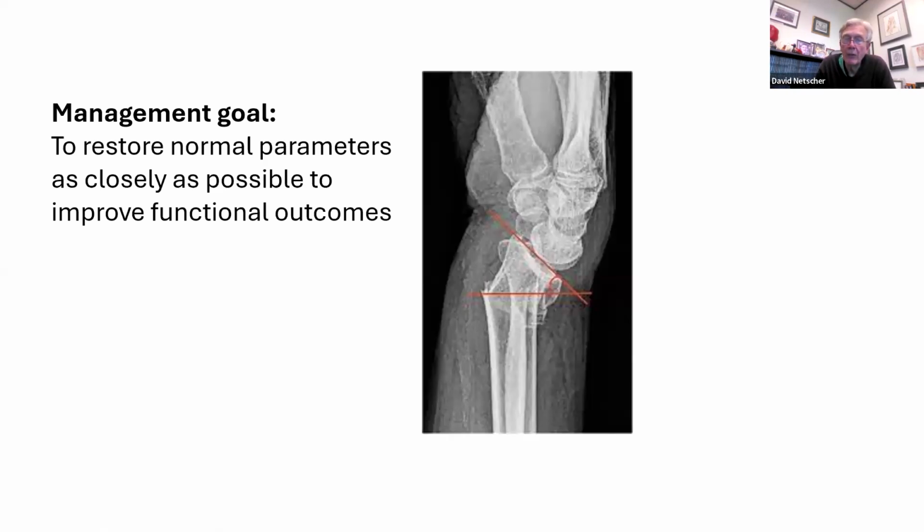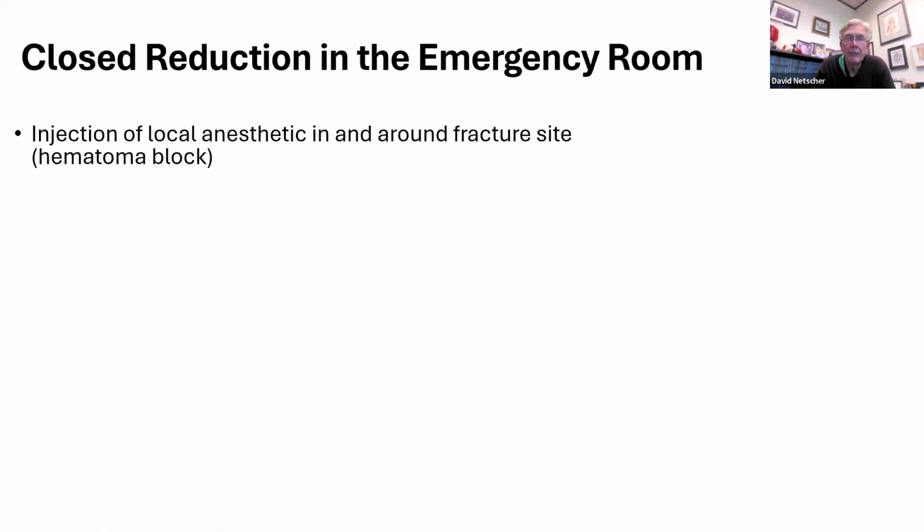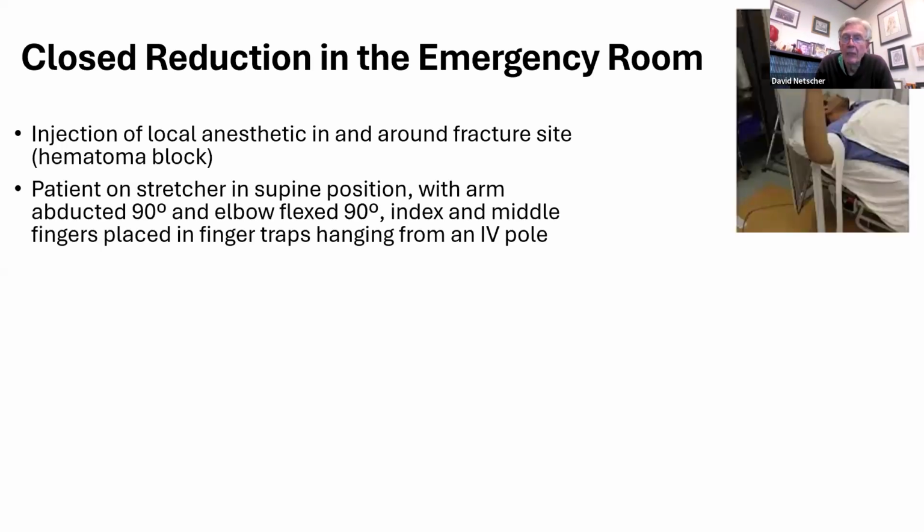So clearly abnormal, and after a successful closed reduction and splinting in the emergency room, it can provide relief and potentially obviate the need for surgery. What do we need if we're going to do a closed reduction in the emergency room? Well, obviously local anesthetic, and we do a local anesthetic injection into the fracture site, which is called a hematoma block. The patient is on a stretcher in the supine position.